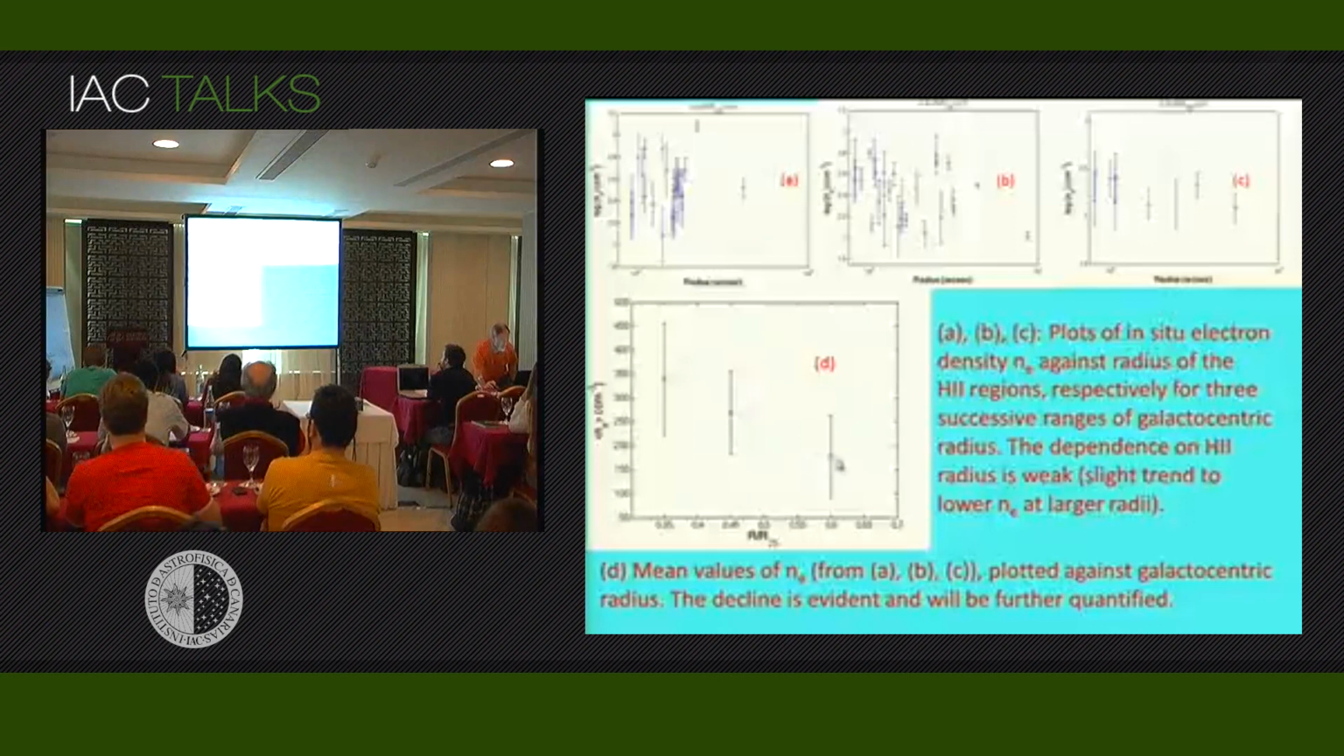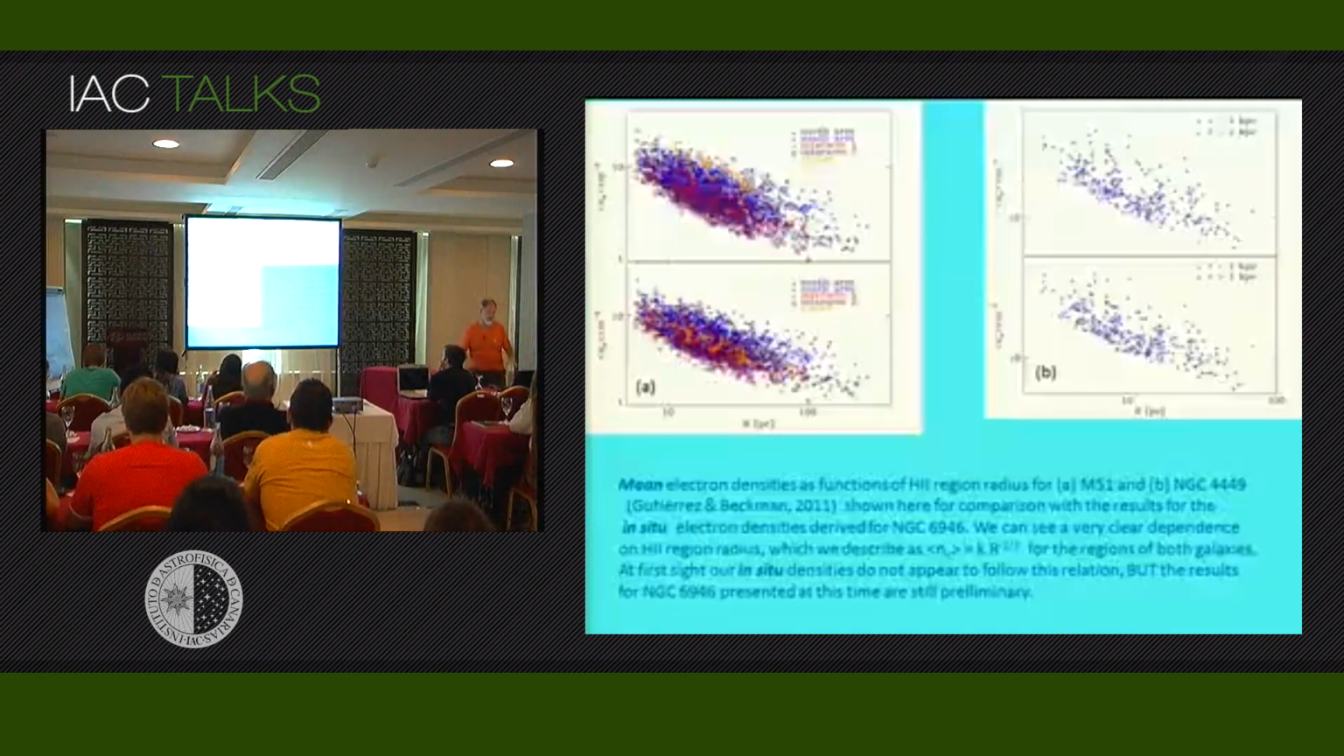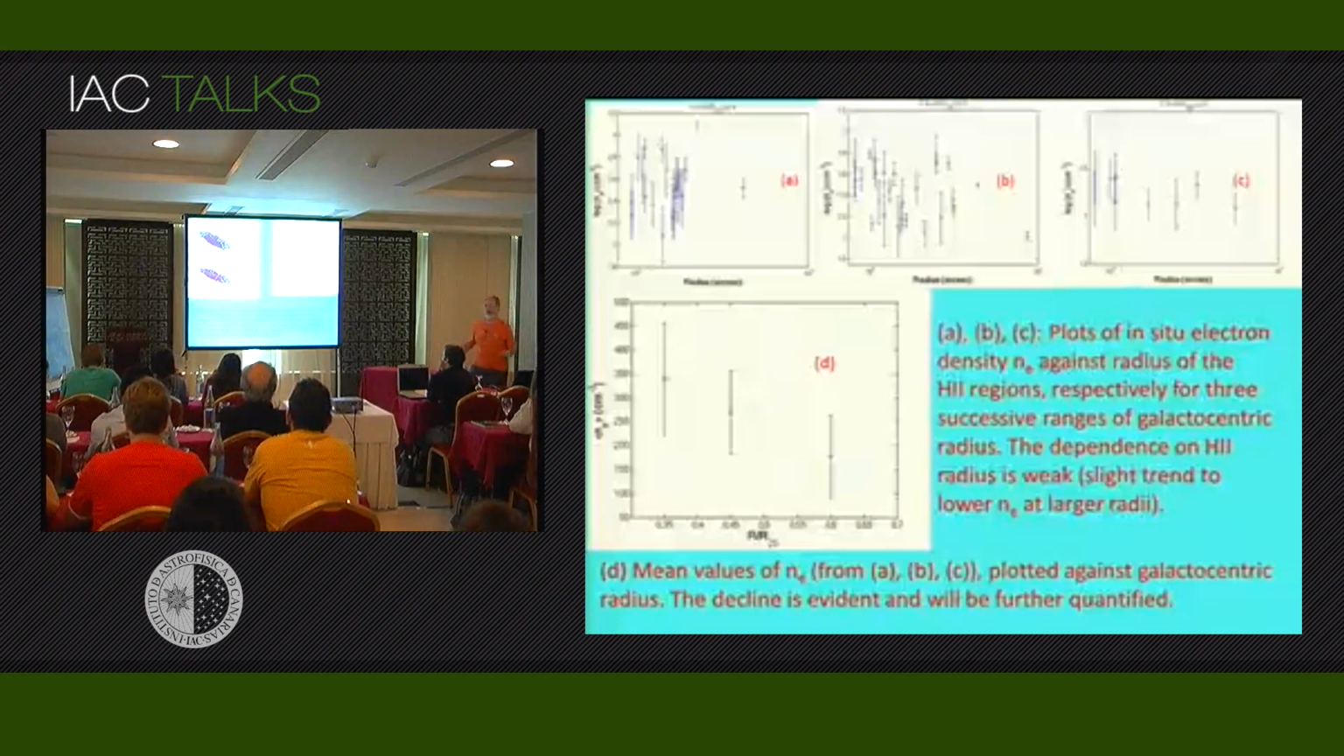And just pay attention to this graph here, which is the electron density measured by this method, at least to a first approximation, because we have still work to do on it, from near the center to near the edge, in radius of the disk. And you can see that the values here are 350 per cubic centimeter, and here they're down to 200. So we eventually will have a map of the electron density over the face of the galaxy. Clearly, the decline is obvious, and we'll be able to quantify it further. But those are in situ electron densities.